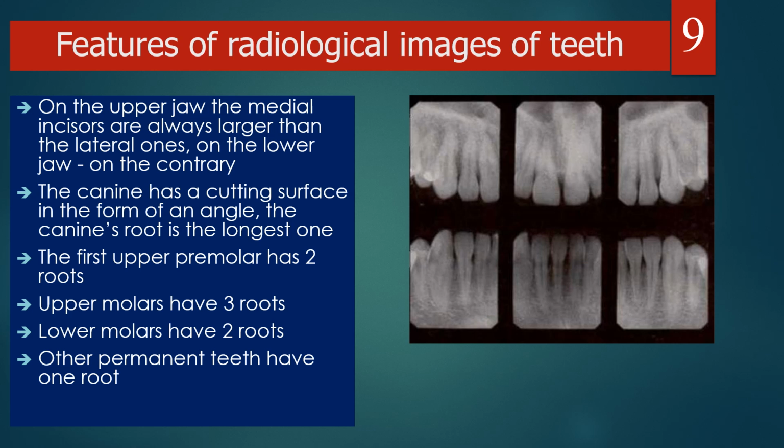Features of radiological images of teeth. On the upper jaw, the medial incisors are always larger than the lateral ones. On the lower jaw, on the contrary, the canine has a cutting surface in the form of an angle. The canine's root is the longest one. The first upper premolars have 2 roots. Upper molars have 3 roots. Lower molars have 2 roots. Other permanent teeth have 1 root.